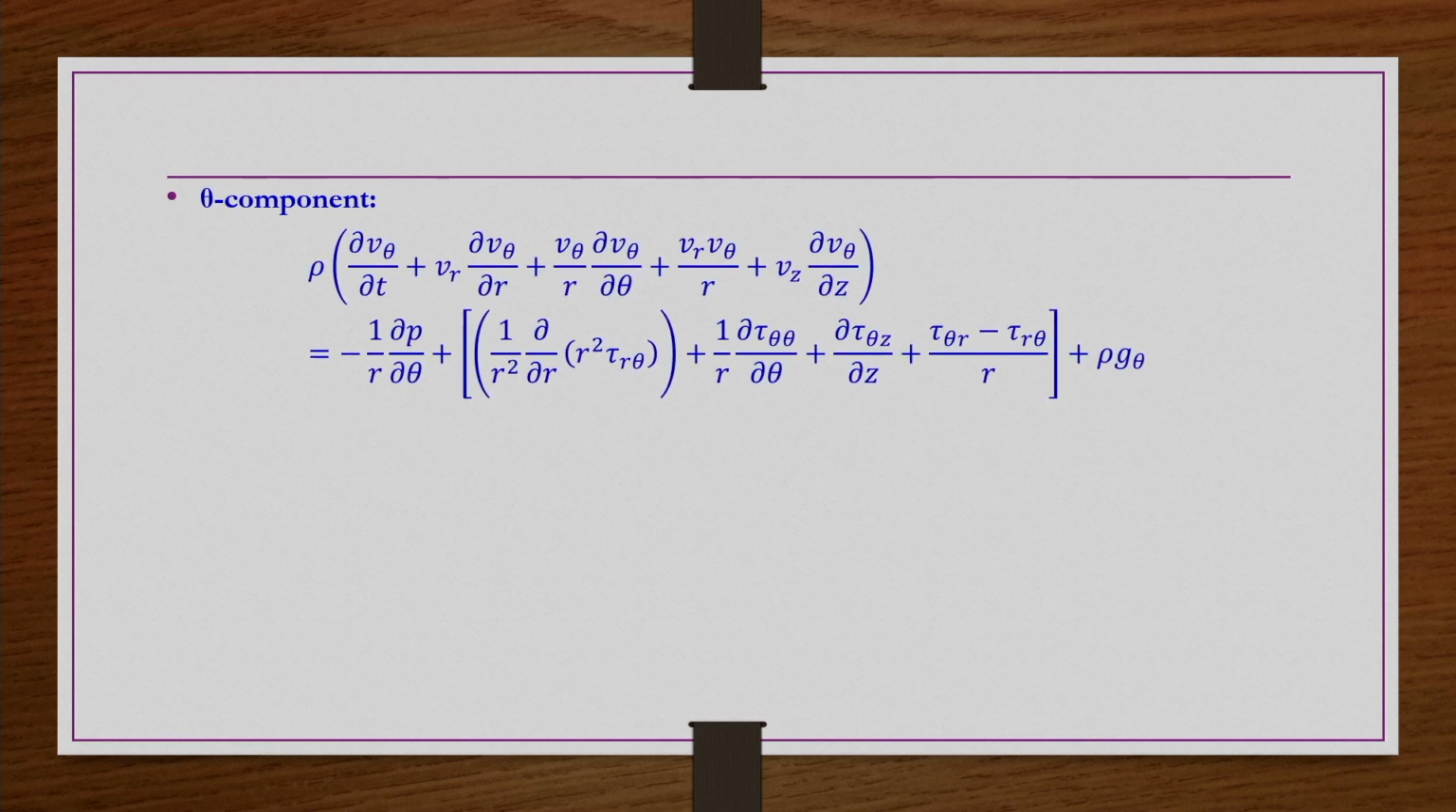Then the theta component of the momentum equation, this is what we have. Here, steady state, so this term is 0, Vr is 0, V theta is 0, then Vr and V theta both are 0.